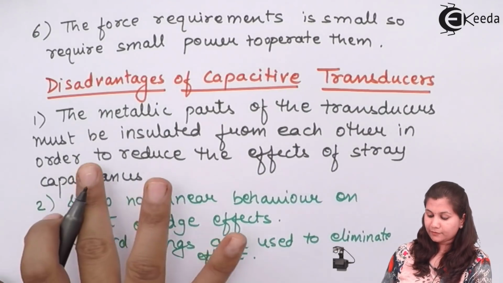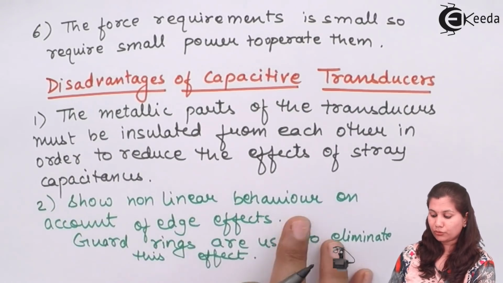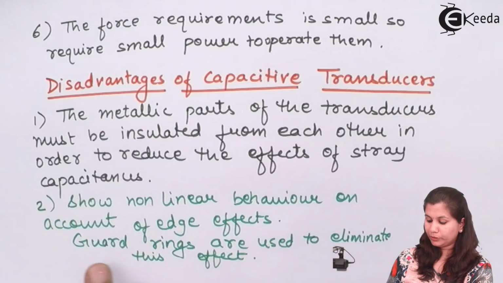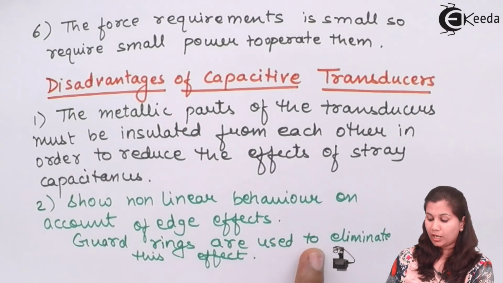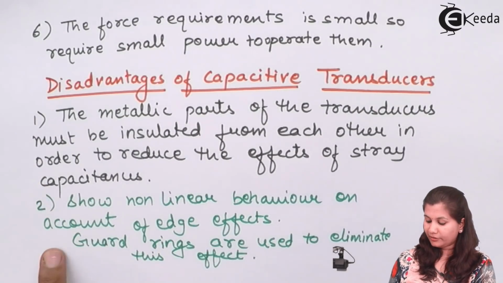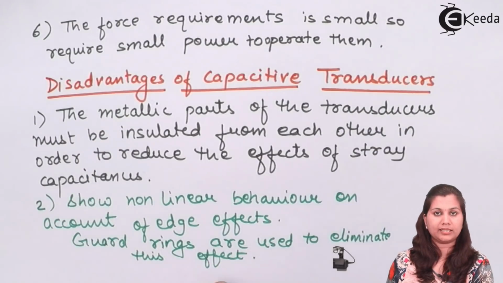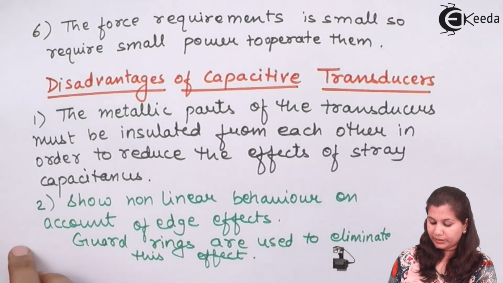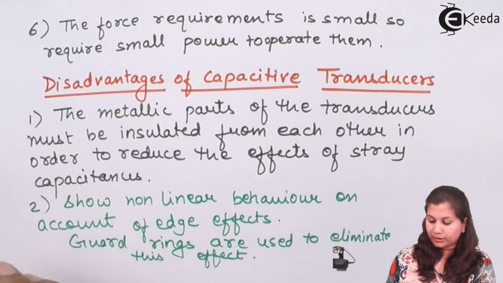Now these capacitive transducers sometimes show non-linear behavior due to the presence of edge effects. To reduce these effects, guard rings are used to eliminate this effect. So that is also a disadvantage, that capacitive transducers show non-linear behavior on account of the edge effects.